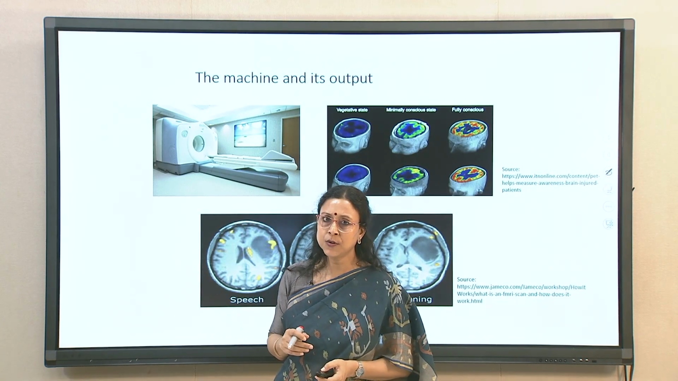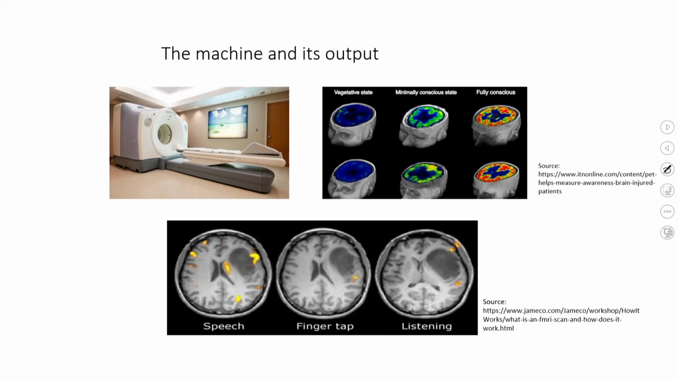This is how the machine looks. The first one is a PET measure. This is how the PET output looks, and this is how the fMRI output looks. Here you see the activation level. A fully vegetative state is one kind of picture, then minimally conscious and fully conscious and so on. So, there are these differences in the activation pattern.